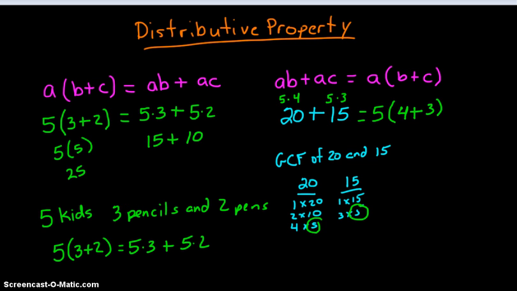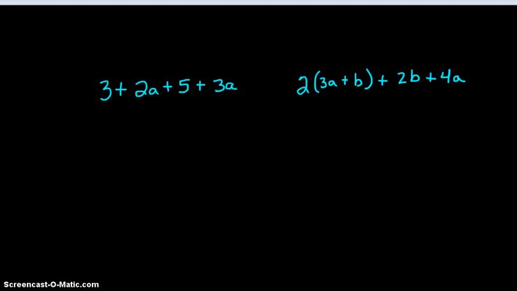So those are our 3 properties, and I would like to show you one more thing. Now let's apply our properties to a couple of problems. We have 3 plus 2a plus 5 plus 3a. Now one thing we're going to learn later on is we can combine like terms. Like terms are numbers that have the same variable raised to the same power. In this case we have a and a. So these two can be combined because there's 3a and 2a.